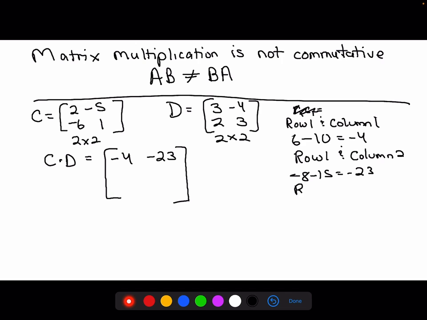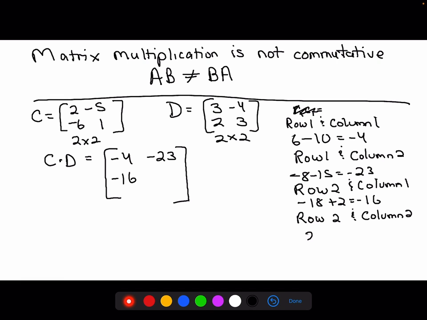Then you're going to have row 2 in column 1. So that's going to be negative 18 plus 2, which is negative 16. And then row 2 in column 2. So it's going to be 24 plus 3, which is 27. So that's how that's going to turn out.